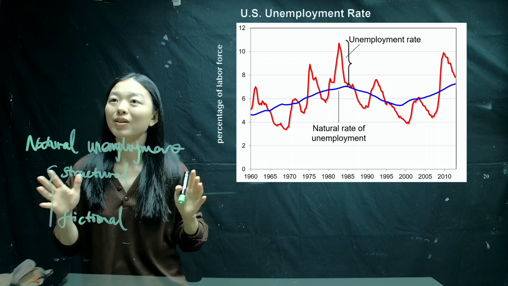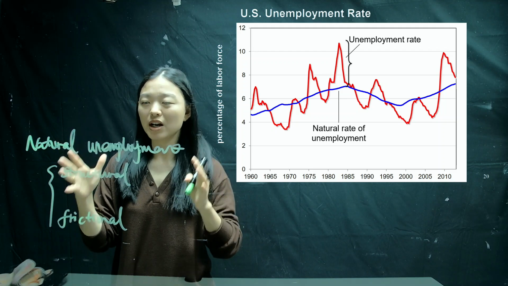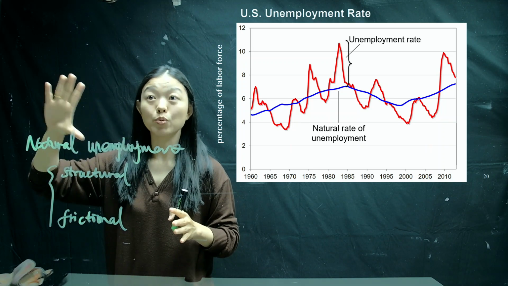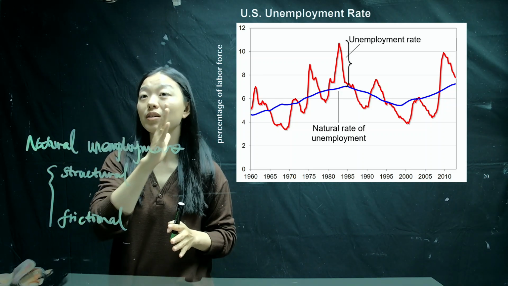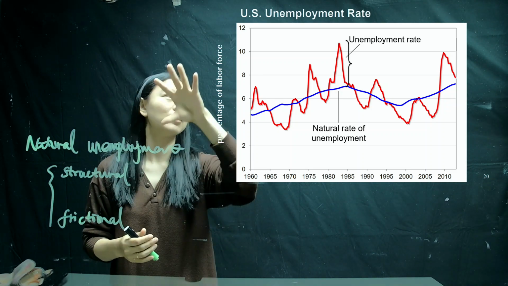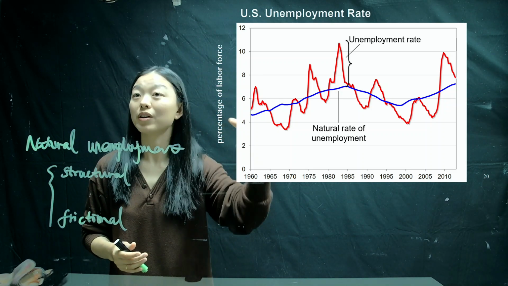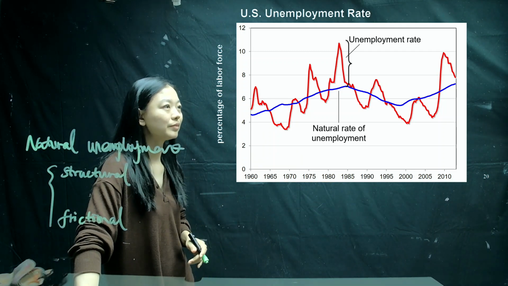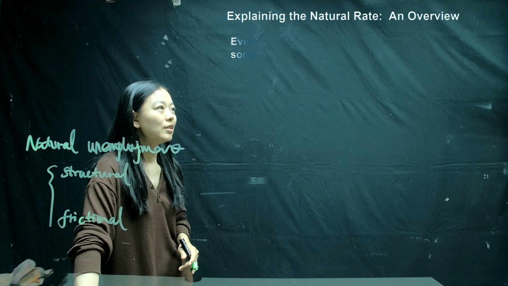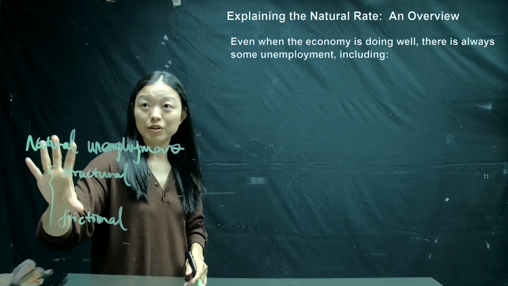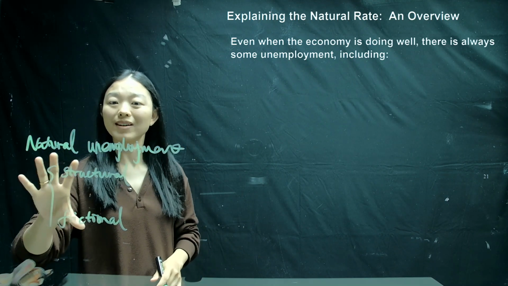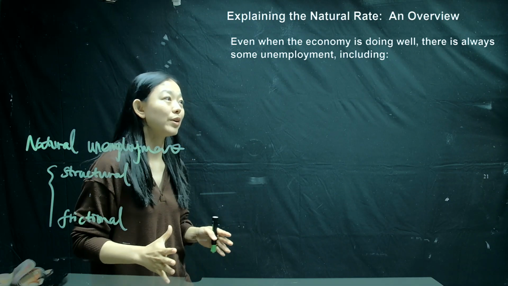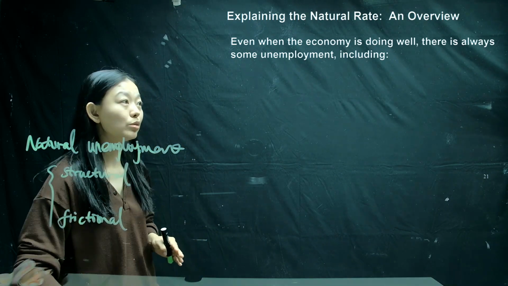Even now, at the beginning of the pandemic, the unemployment rate was as high as 13.7%. But now the unemployment rate is pretty good because it has gone down as low as 3.6%. So in this chapter, we will focus more on the natural rate of unemployment. Even when the economy is doing well, there is always some unemployment, including two parts.